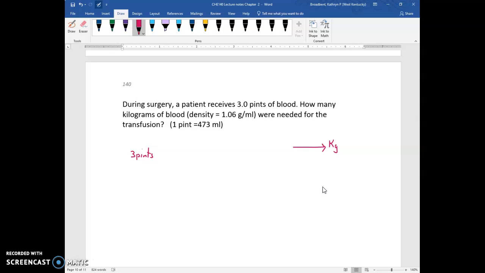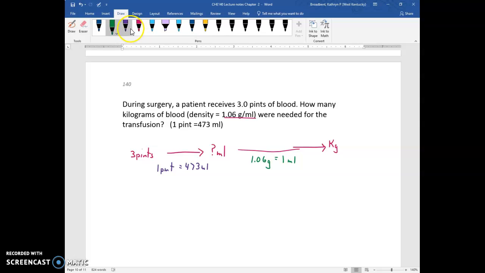We are told the density of blood, and we're also told how many milliliters in a pint. So I think we're going to have to change our pints to milliliters. And then we'll change our milliliters into kilograms using the density. So let's write our two equalities. The first equality is that 1 pint is equal to 473 milliliters. And the other equality is going to be that 1.06 grams is found in or equal to 1 milliliter.